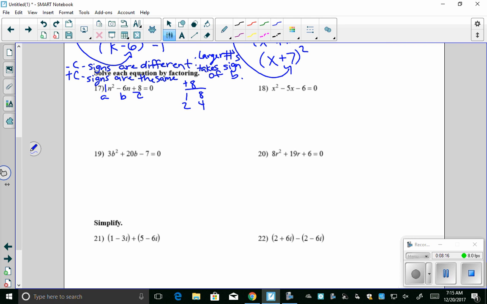So if the signs are the same, it's the same thing. I want to come over here because I'm running out of room. The numbers take the sign of B. So because on number 17, 8 is positive, so C is positive, the signs are going to be the same. So that means the signs are going to be negative, because 6 is negative.